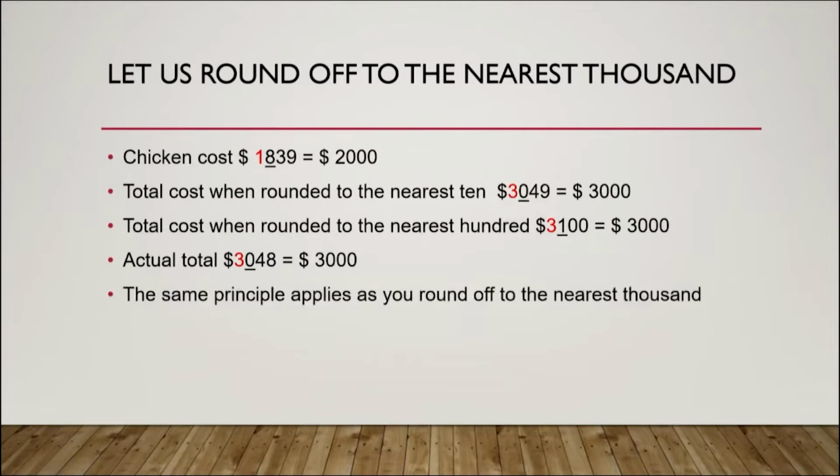The same principle applies as you round off to your nearest thousand. You find the place that you're rounding off to, then you look to the right of that place. If the digit is 5 or more, we round up by increasing the place by 1. If it is 4 or less, you round down by replacing all the places after the place that you round off to with zeros, and you just keep the digit the same.